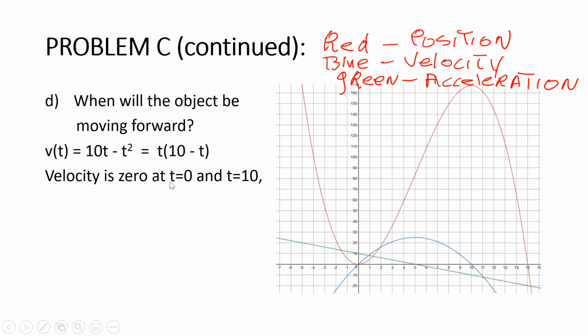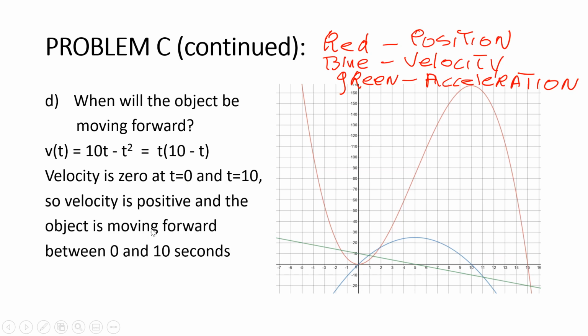So the v of t function is t times (t minus 10). So velocity is 0 at t equals 0 and at t equals 10. So velocity is positive, and it means the object is moving forward between 0 and 10 seconds. So I've given it away before I expected to, but there you go. All right. So far, hopefully, so good.